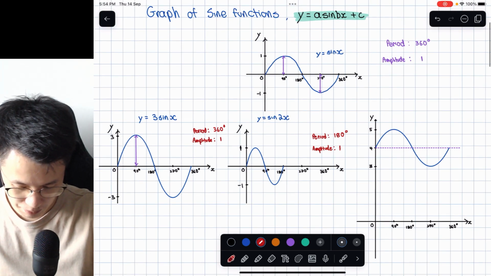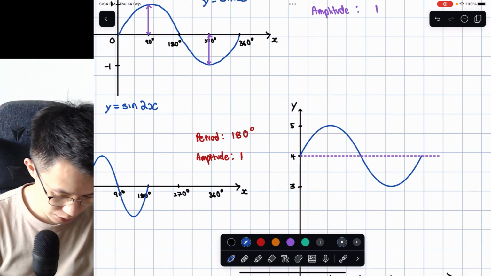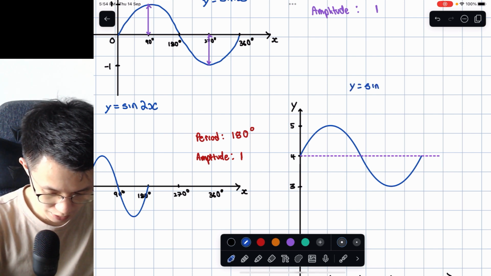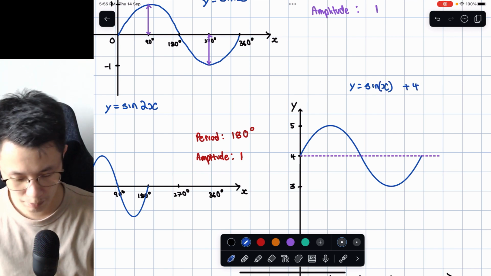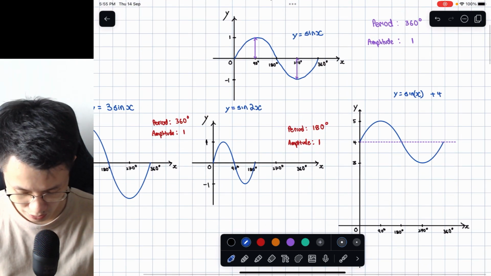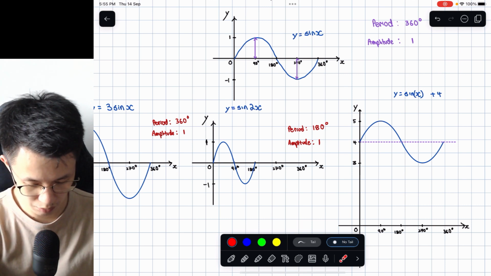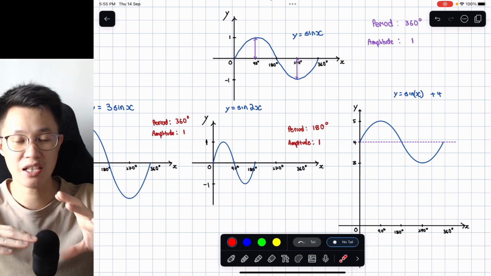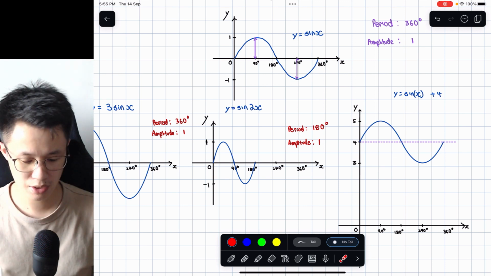The last one is what happens if you add a value to the entire function. I'm not adding to x, but for example y equals sine x plus 4. Do take note that the x is alone. In this case, as compared to the original sine x, the maximum value increases from 1 to 5, so you translate the graph upwards. If you subtract a number, you translate the graph downwards.